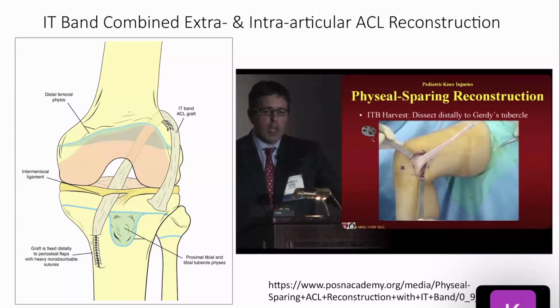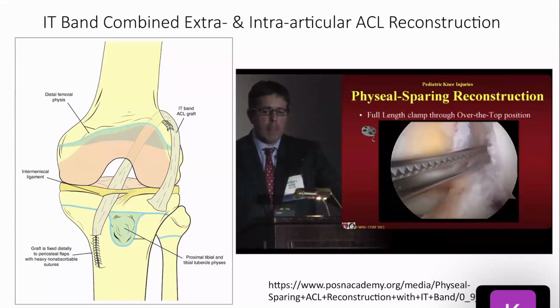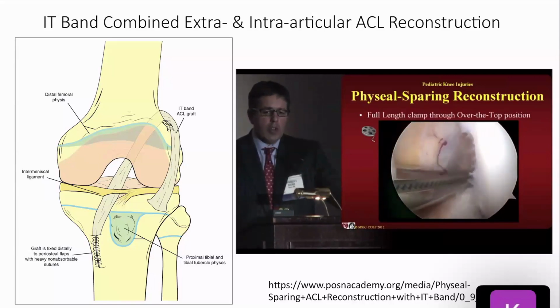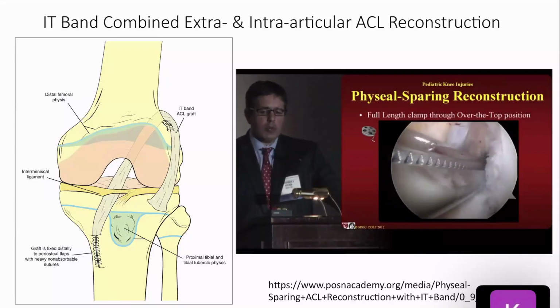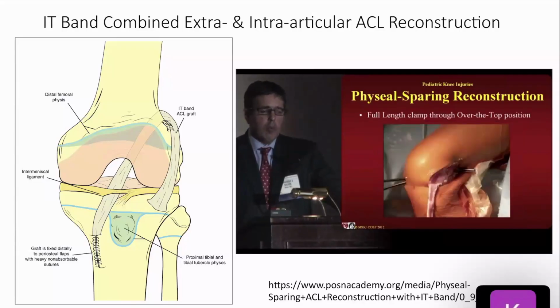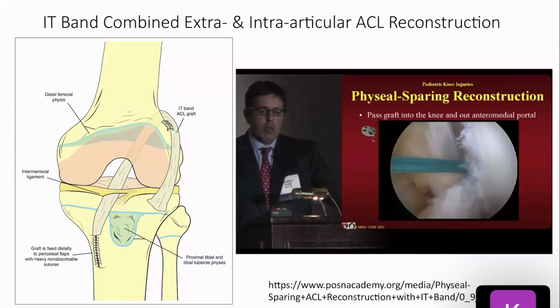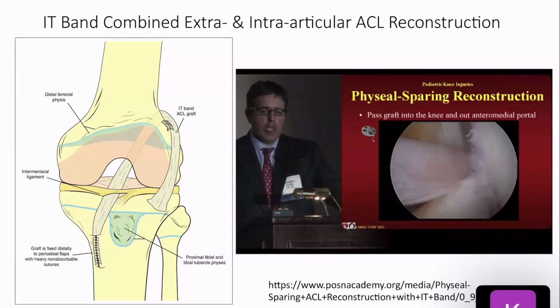Okay, I'm back. And one of the nice things is that when you're doing this technique, you are basically creating that additional extra-articular reconstruction limb, similar to an ALL or an LET, because you're bringing that over the top position, and it's the IT band. So it's almost like you're also doing an LET.